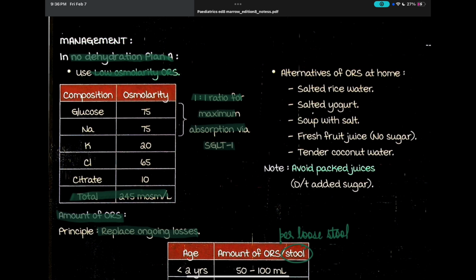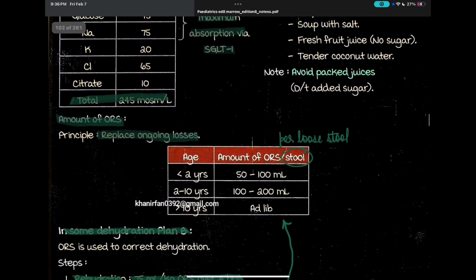Alternatives for ORS at home, which is very important: salted rice water, salted yogurt, soup with salt, fresh fruit juice without sugar, tender coconut water. Avoid packed juices due to added sugar.